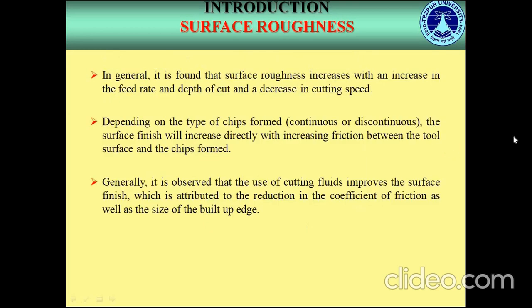In general, it is found that surface roughness increases with an increase in the feed rate and depth of cut and a decrease in cutting speed. Depending on the type of chips formed, continuous or discontinuous, the surface finish will increase directly with increasing friction between the tool surface and the chips formed. Generally, it is observed that the use of cutting fluids improves the surface finish, which is attributed to the reduction in the coefficient of friction as well as the size of the built-up edge.